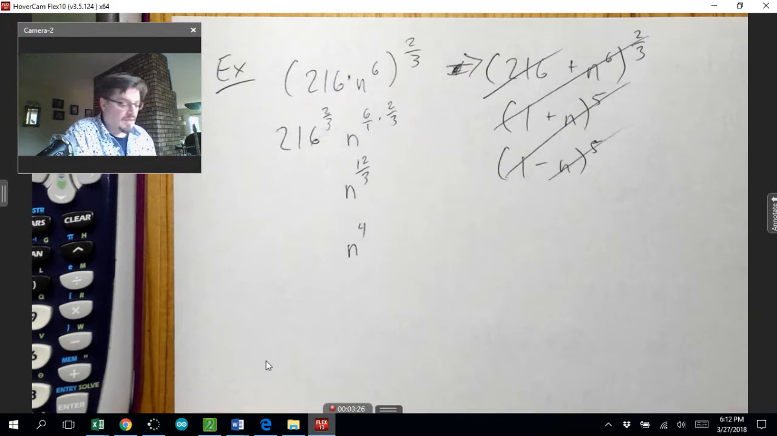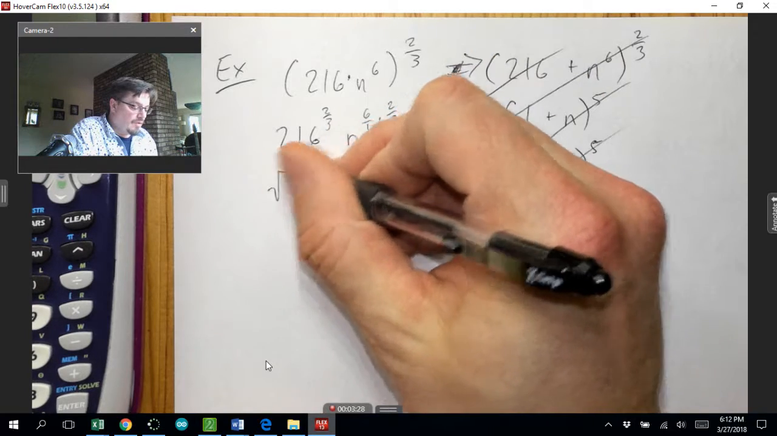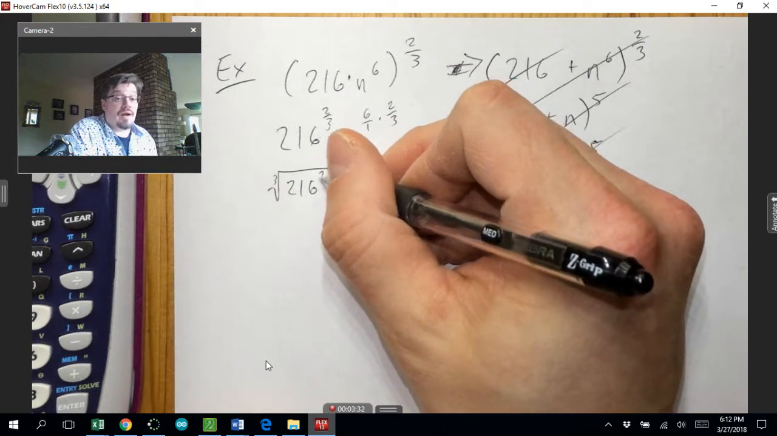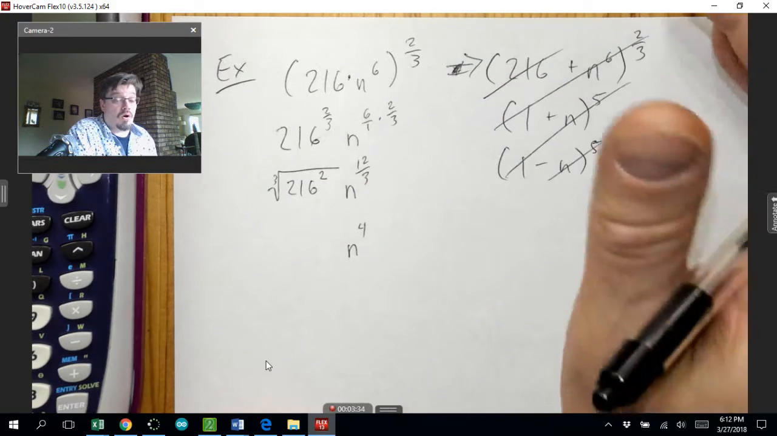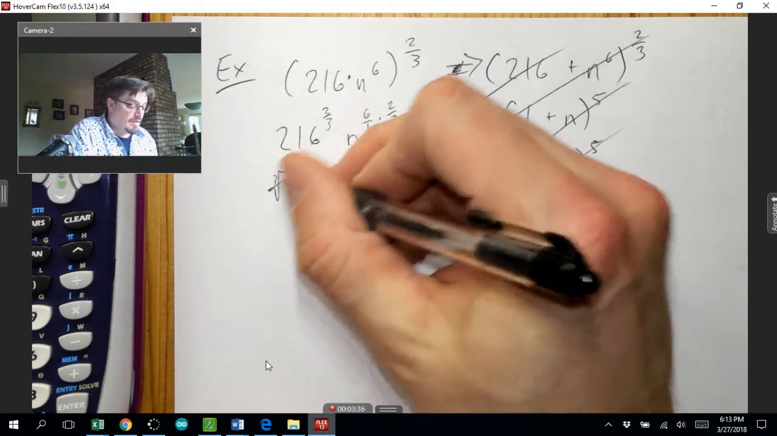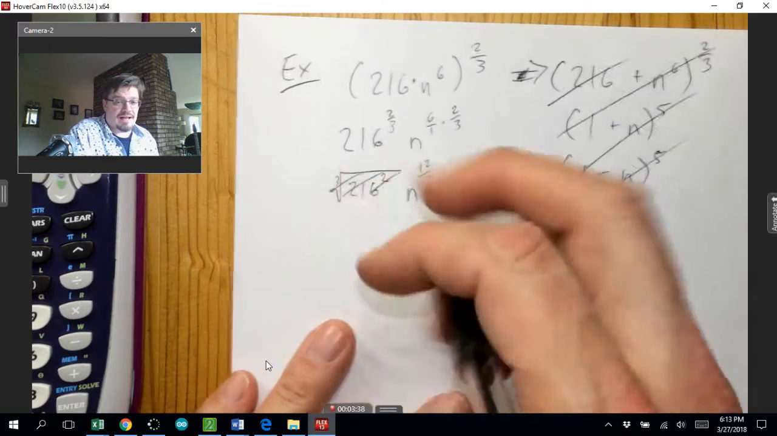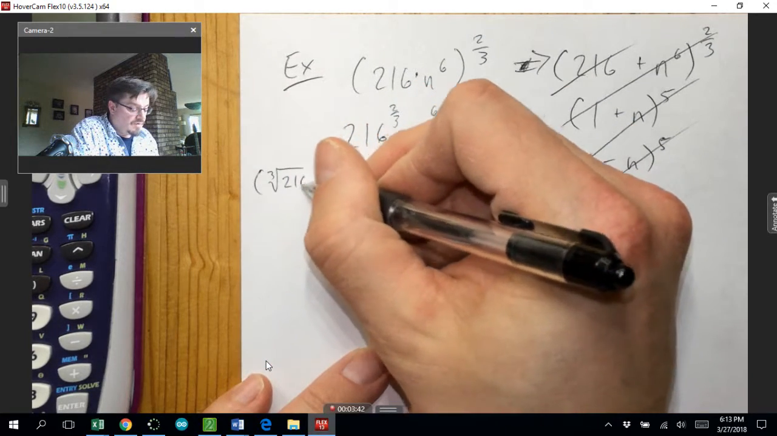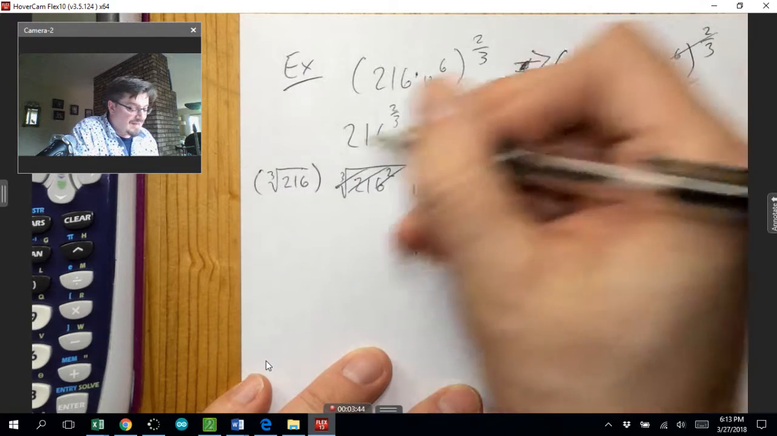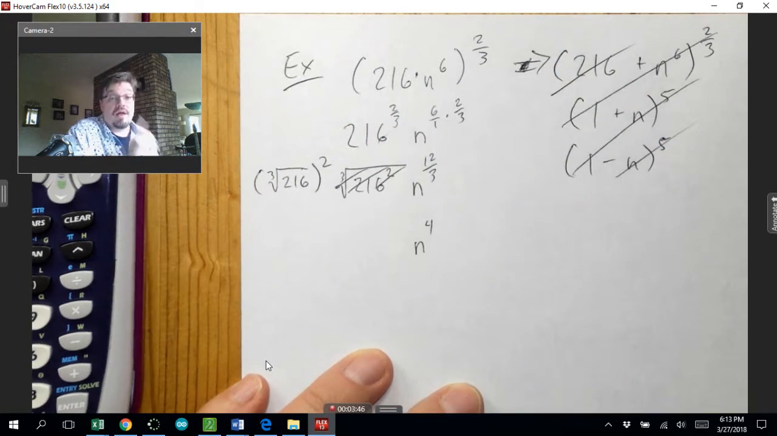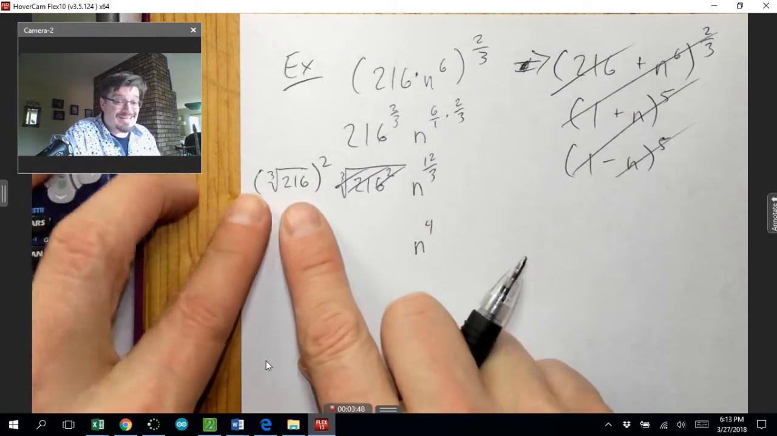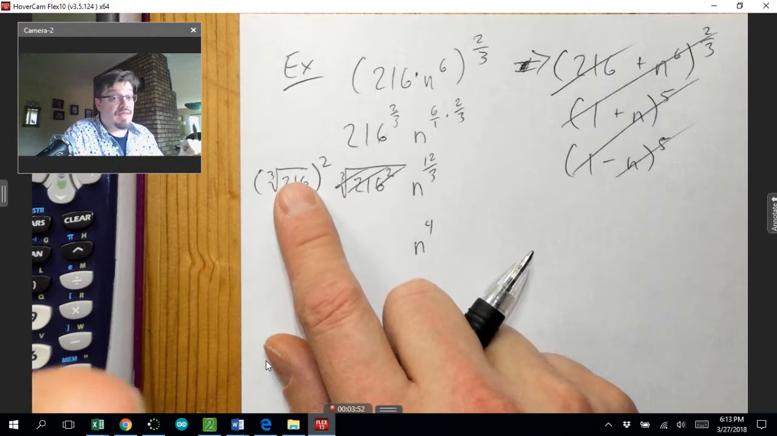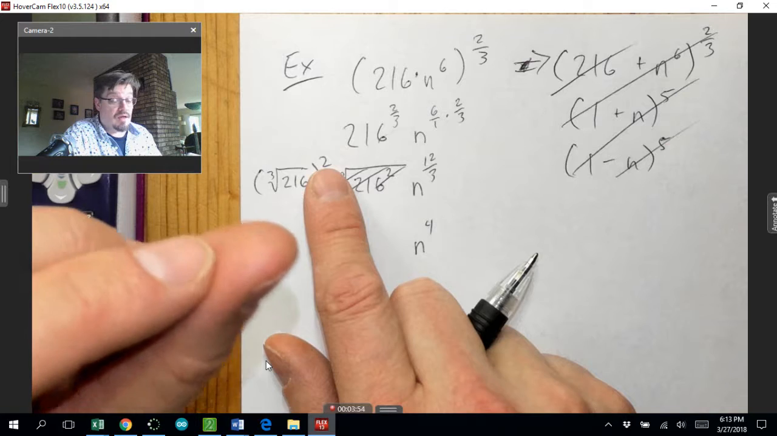So let's do that. I'm going to take the 3rd root of 216 squared. Or look at it this way. It's much better to look at it like this: the 3rd root of 216, raised to the 2nd power. That's better, because this means that I have to take the 3rd root first. Then I will raise it to the 2nd power.